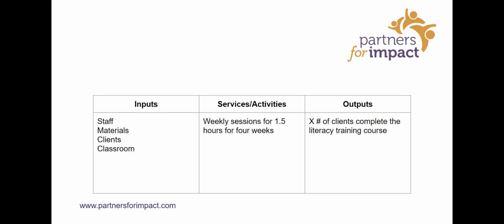Here's what our inputs are. Let's imagine we're doing a literacy class. Well, you're going to need staff, educational materials, clients, and a classroom. And you're going to do weekly sessions for 1.5 hours for 4 weeks. And then you're going to say that X number of clients complete the literacy training course. So it's a pretty simple, pretty basic way to start thinking about what you are going to do with regard to services.